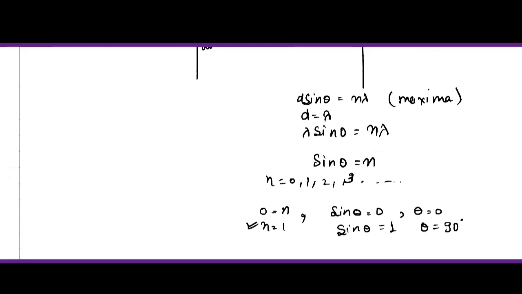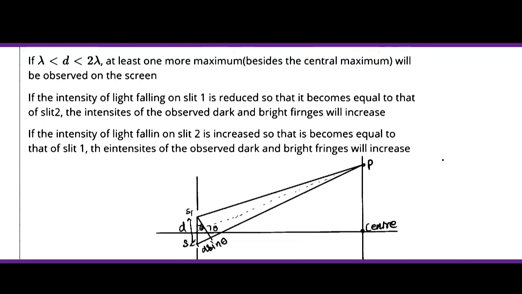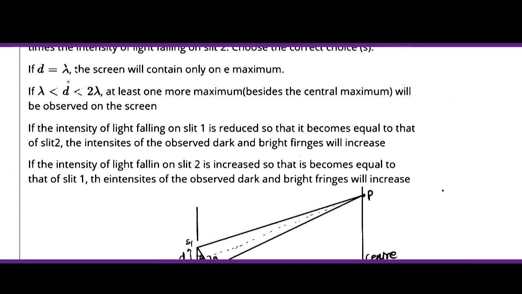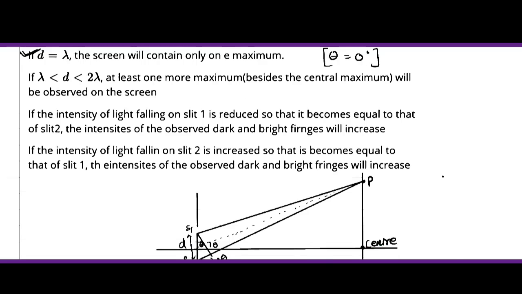So the only case which is practically possible is the first. So sin theta equal to 0 is possible. The maximum value of sin theta is 1. The option said if d equals lambda, the screen will contain only one maxima. So this is correct. The maxima is at theta equals 0 degree only.